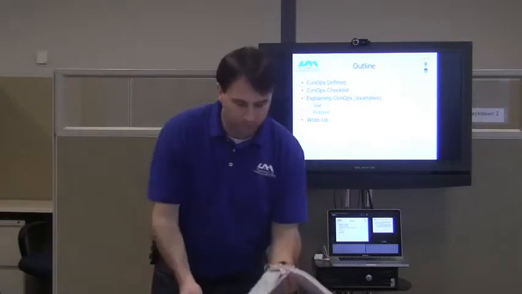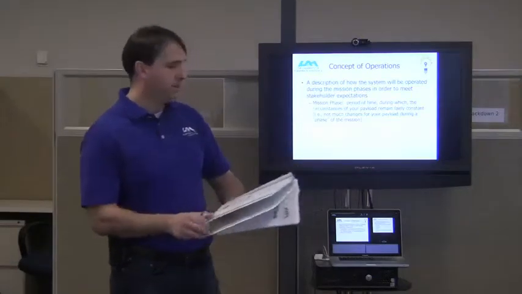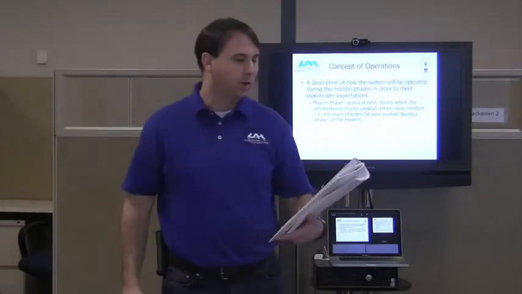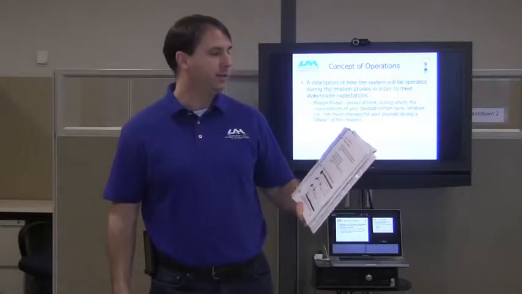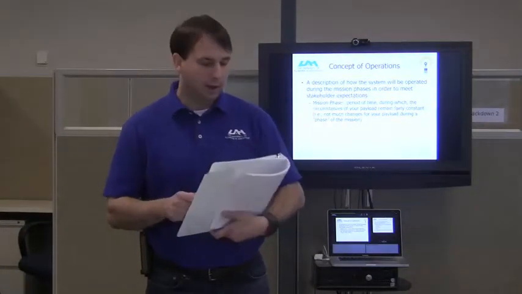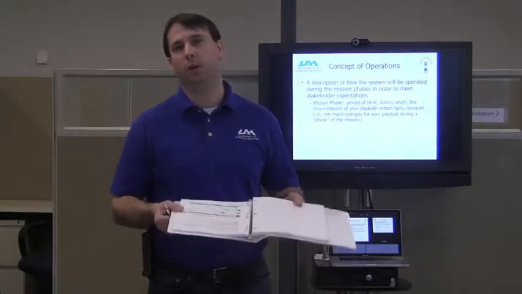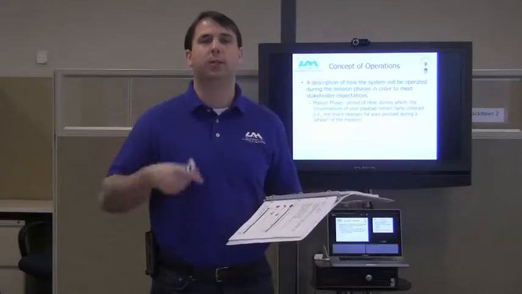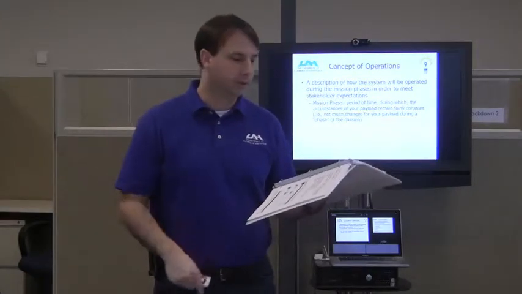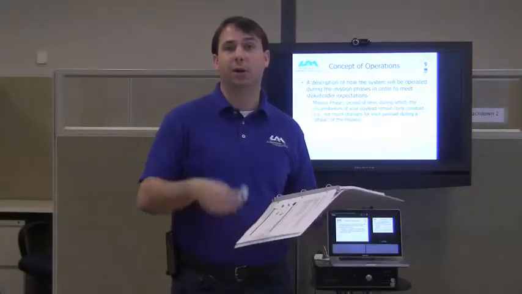It's in your book on page 43. It's also on this next slide. ConOps is a description of how the system will be operated during the mission phases in order to meet stakeholder expectations. So what does that mean? Basically, it's what happens during the mission. What does your payload do? What does it experience? What goes on during the mission? And to meet stakeholder expectations means basically to accomplish your mission.